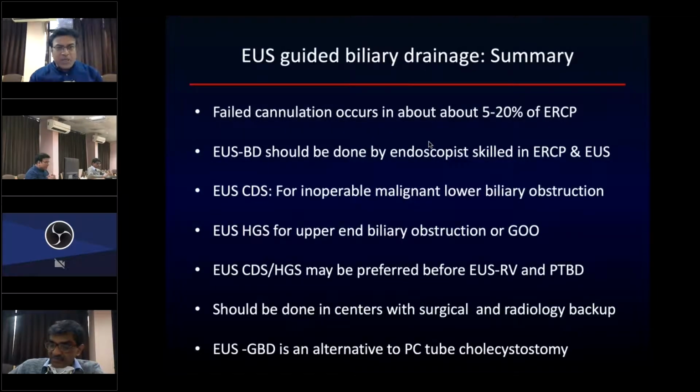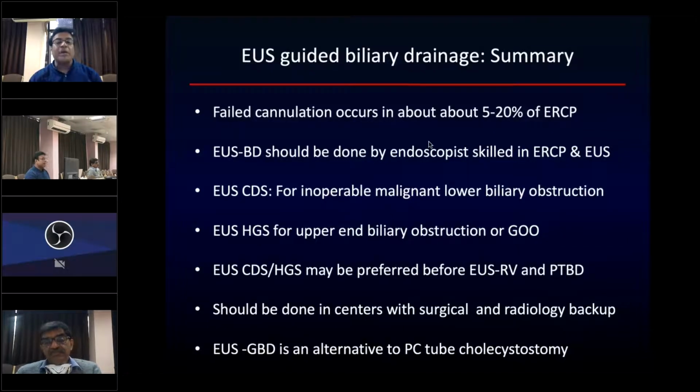So to summarize about EUS-guided biliary drainage, failed cannulation can occur in around 5 to 20% of ERCPs. Obviously, in expert centers, this will be quite less. EUS-guided biliary drainage should be done by endoscopists skilled in both ERCP and EUS. EUS-guided choledochoduodenostomy is primarily for inoperable malignant lower end biliary obstruction. Hepaticogastrostomy is primarily for upper end biliary obstruction or patients with outlet obstruction.